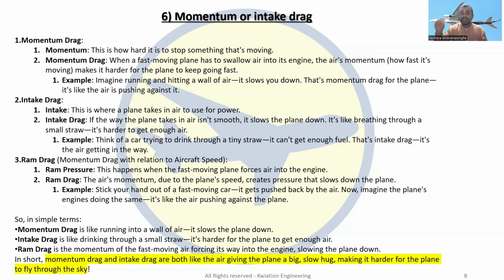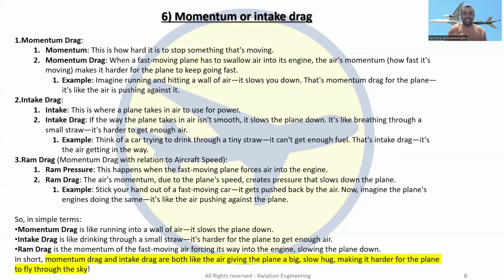That momentum drag for the plane is like the air pushing against it, okay? Right. So now the intake drag. Intake is where a plane takes in air to use for power. If the way the plane takes in air isn't smooth, it slows the plane down. So it's like breathing through a small straw. It's harder to get enough air.